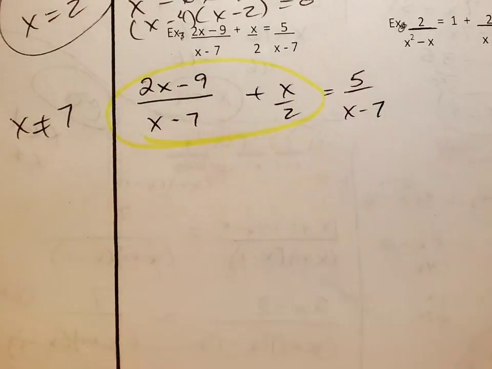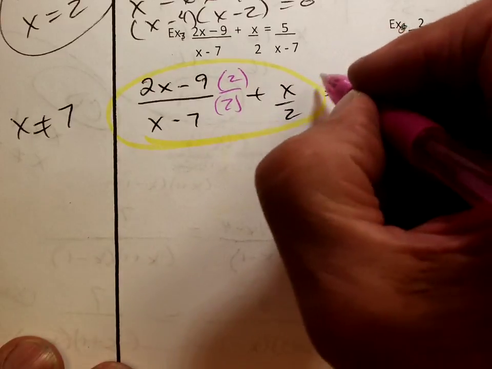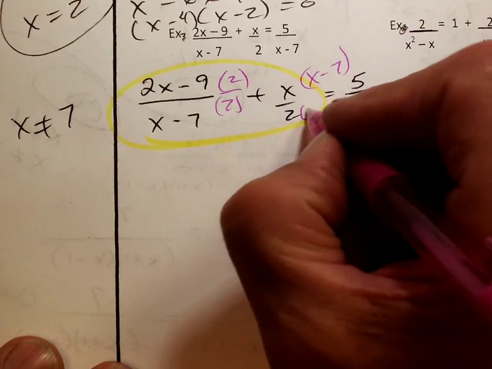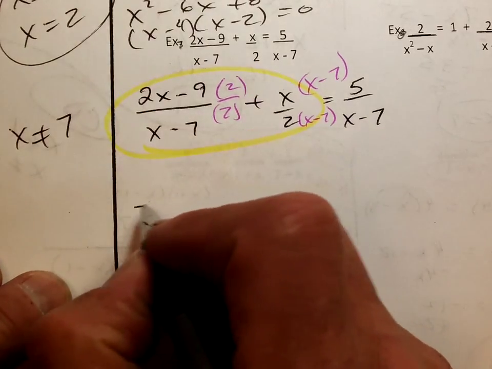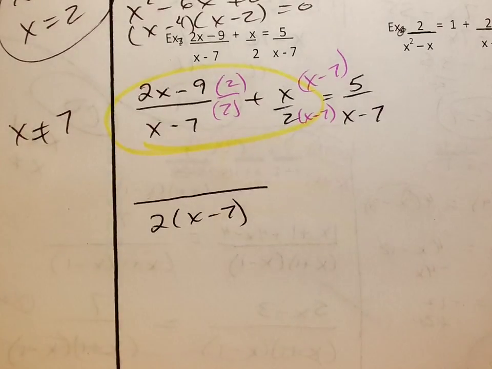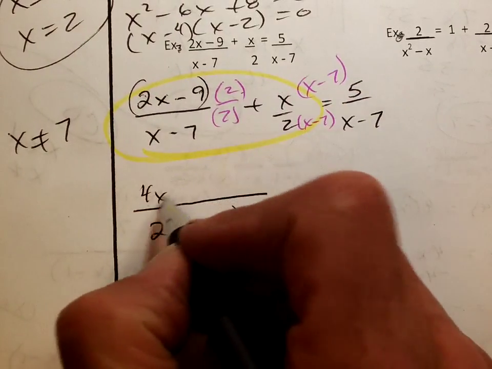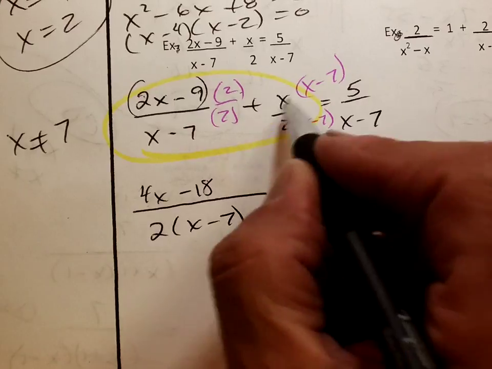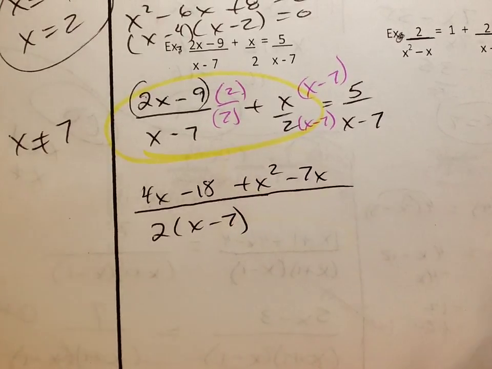So I'm going to multiply this equation by 2 over 2, and this equation by x minus 7 over x minus 7, to get a common denominator between those two. Then my common denominator is going to be 2 times x minus 7. Let's tidy it up and simplify the numerator. So the numerator is going to give me 4x minus 18 plus x squared minus 7x.